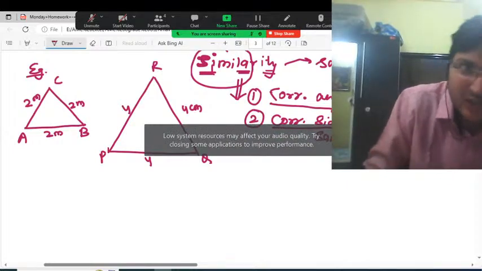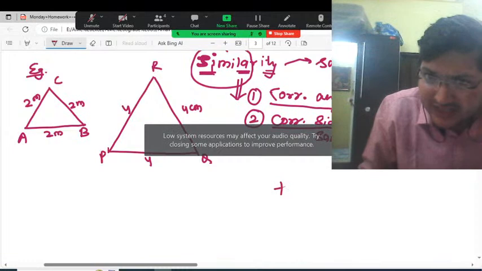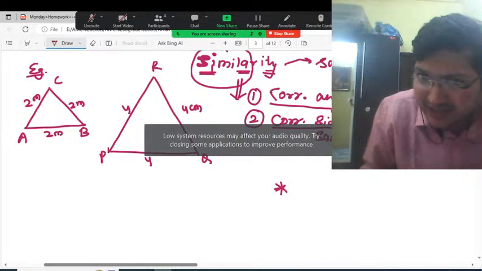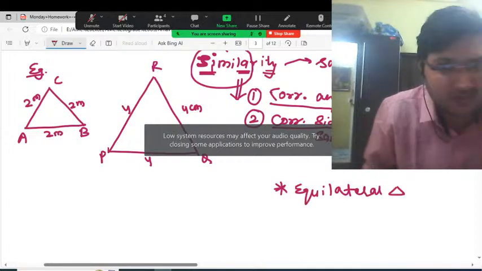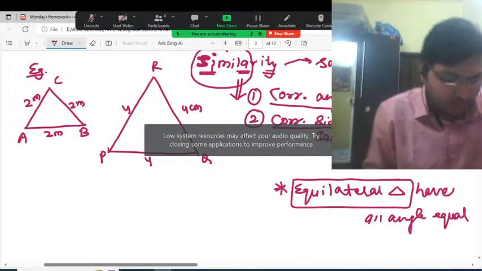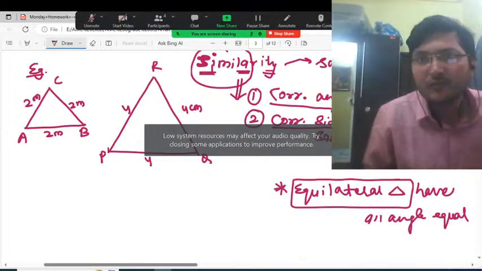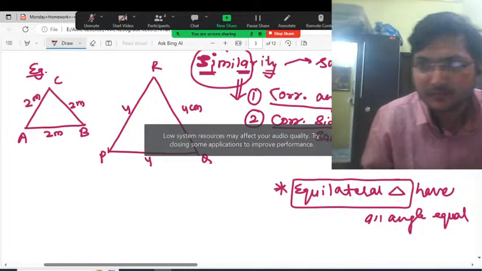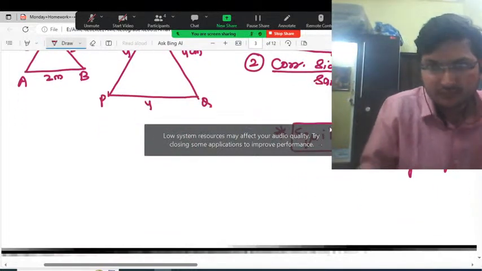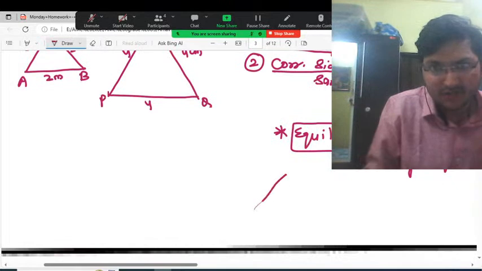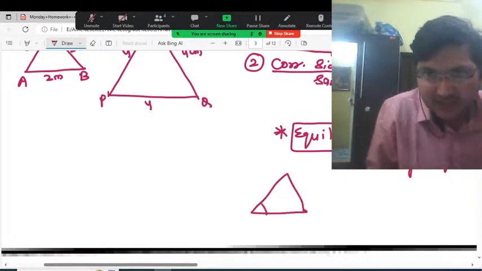Okay, here you just observe, you know this, that equilateral triangles have equal angles. Whatever equilateral triangle you consider, they have equal angles. You know what it is? Equilateral triangles have all angles equal. Do you know what it is? Tell me then. If you have an equilateral triangle, all angles are equal.